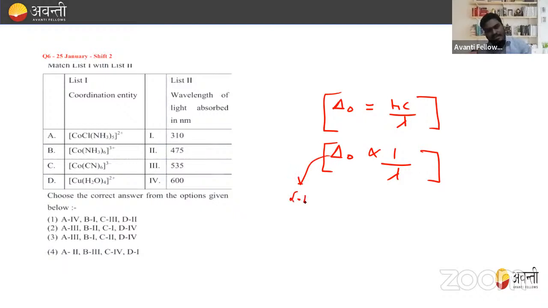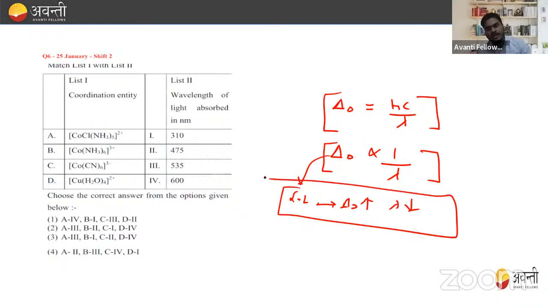If the ligand is a strong ligand, then splitting is more. If the splitting is more, then the wavelength is minimum. So just use this concept here, right? If I'm talking about the first case, that is the Cl and NH3. So is NH3 a weak or a strong ligand? It is a strong ligand.